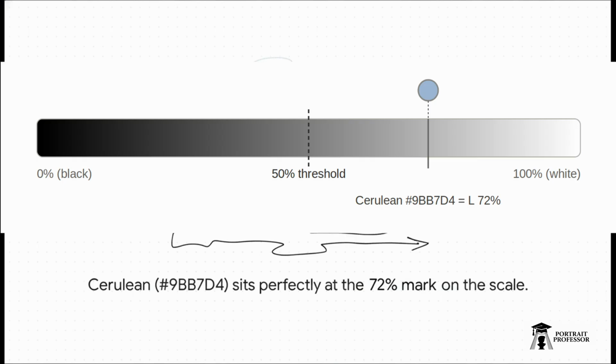Take cerulean, the Pantone color of the year for 2000. It sits perfectly at the 72% mark. Because it's above that 50% threshold, it naturally sits on the light half of the scale, which perfectly matches how our human eyes perceive it as a soft, pale blue.